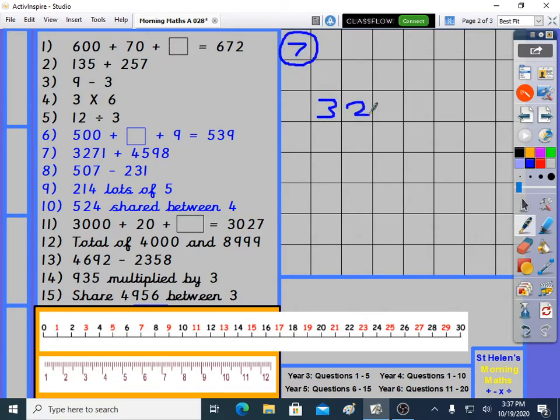$3,271. This is big column method now, year 4 level column method. You should be able to do 4 digits plus 4 digits. Copy the question carefully. 1 plus 8 is 9. 7 plus 9 is 16. 2 plus 5 is 7, plus 1 is 8. 3 plus 4 is 7. 7,869.